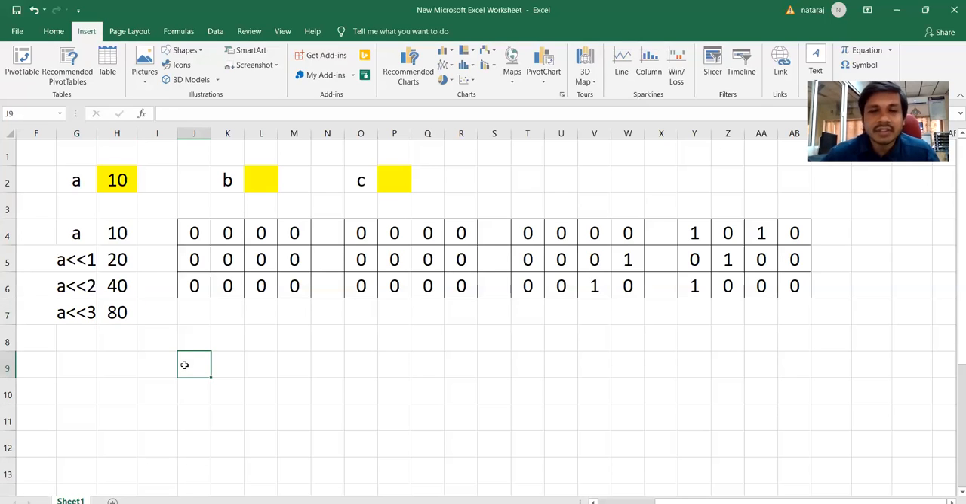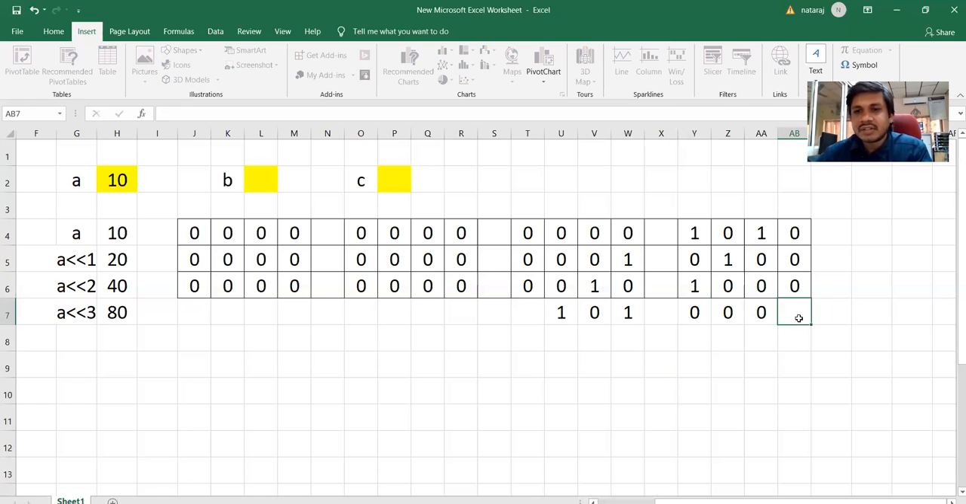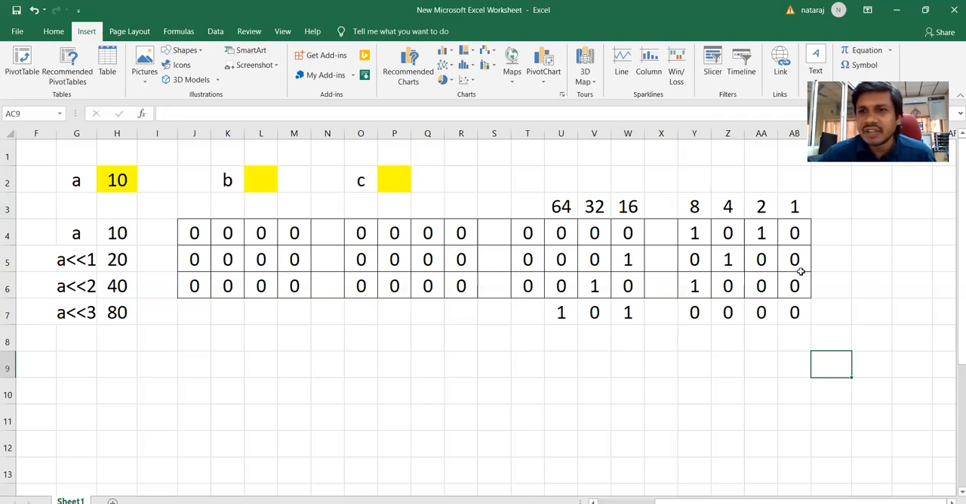It gets doubled. In general, suppose the 1 comes here: 0, 1, 0, 0, 0, 0. This value will be 80. If you want, you can check it here: 2, 4, 8, 16, 32, 64 plus 16 is 80. In that way also you can check it out.